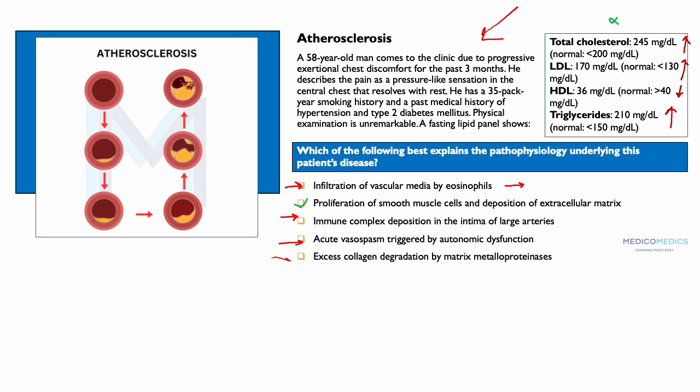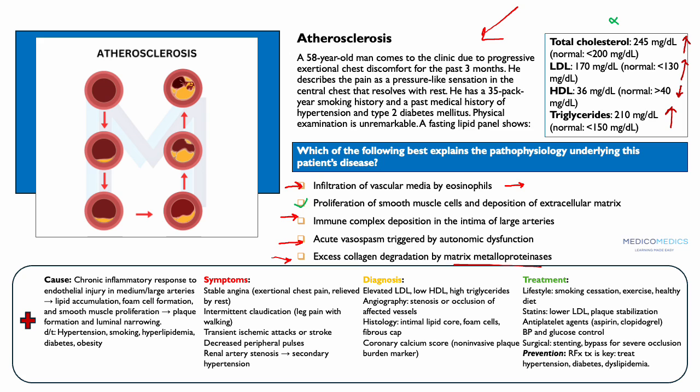And finally, excess collagen degradation by matrix metalloproteinases. Well, while these MMPs are involved in plaque rupture, leading to acute coronary syndromes, this patient here has stable angina from a fixed plaque. So it's not plaque rupture. So all in all, it's not the primary mechanism in chronic atherosclerotic narrowing.